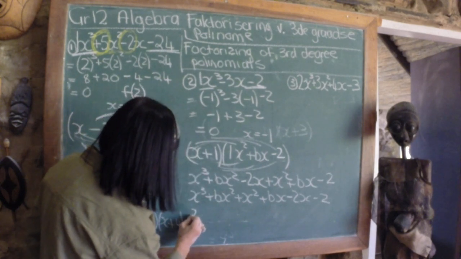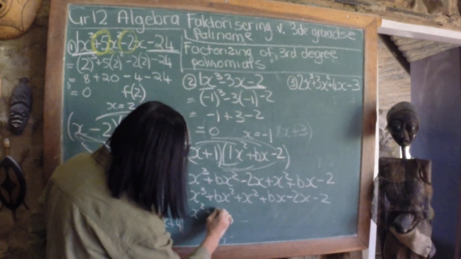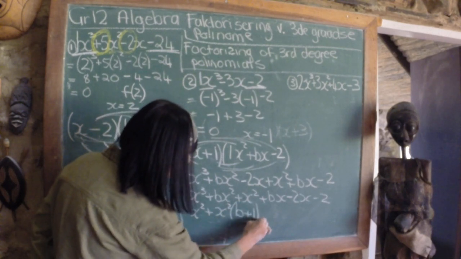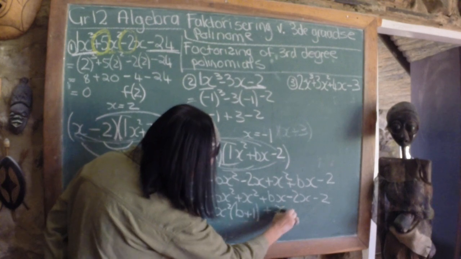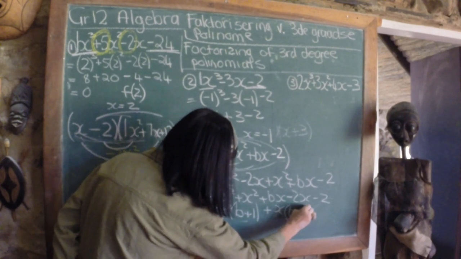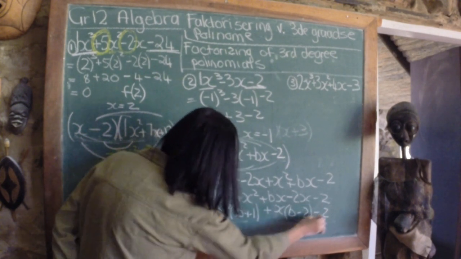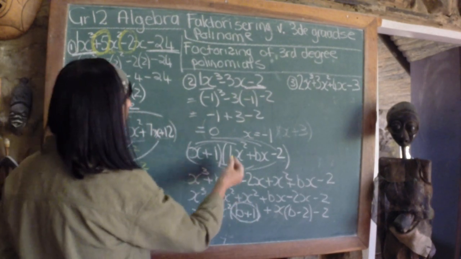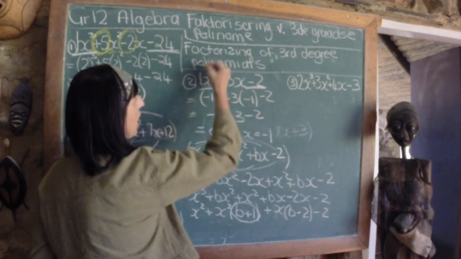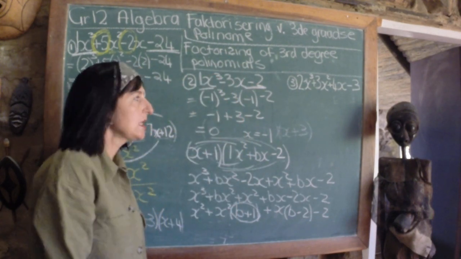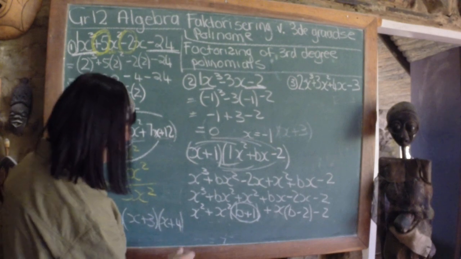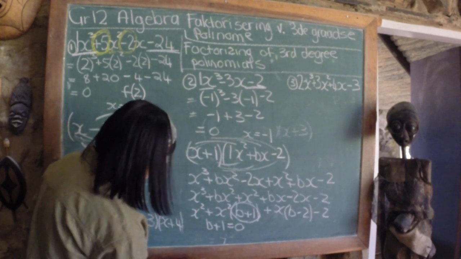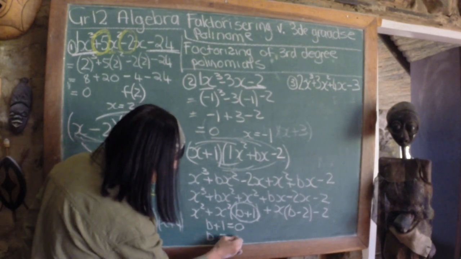En dan kan ek vir x kwadraat uithaal, dan bly daar oor b plus 1. Ek kan vir x uithaal, dan bly daar oor b minus 2. So now again, b plus 1, if I go and look at the coefficient of x squared, there's no x squared over there. Daar's nie 'n x kwadraat nie. So dit moet gelyk wees aan 0. So b equals minus 1.